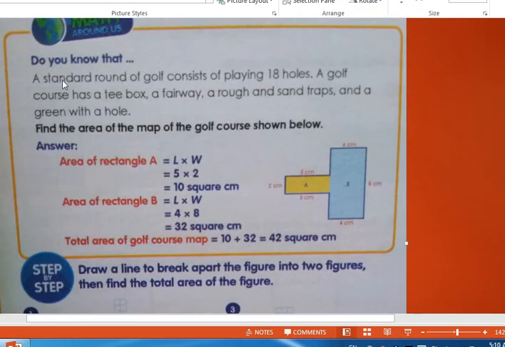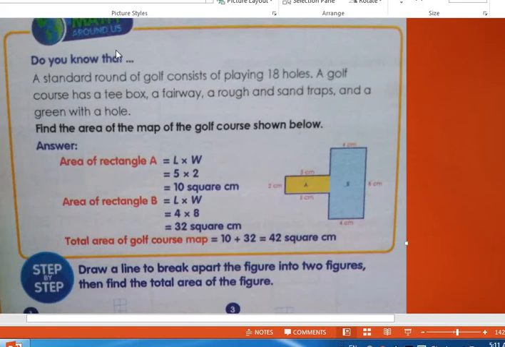Do you know that a standard round of golf consists of playing 18 holes? A golf course has a tee box, a fairway, a rough and sand tracks, and a green with a hole. Find the area of the map of the golf course shown below. Okay, I now need to know the area of this composite shape.